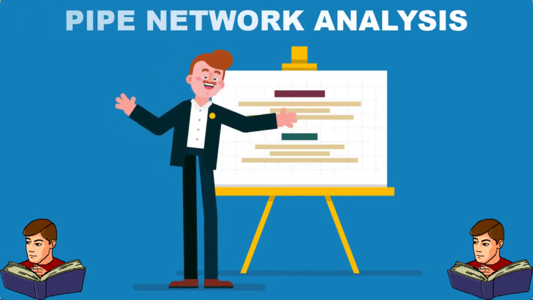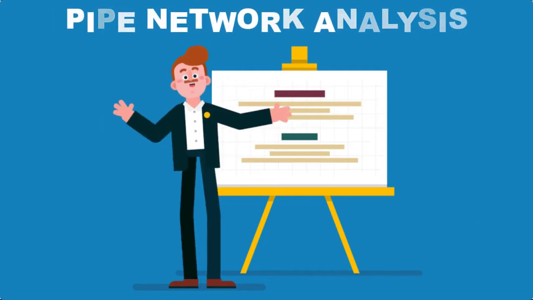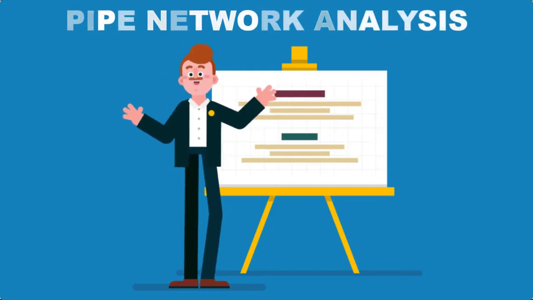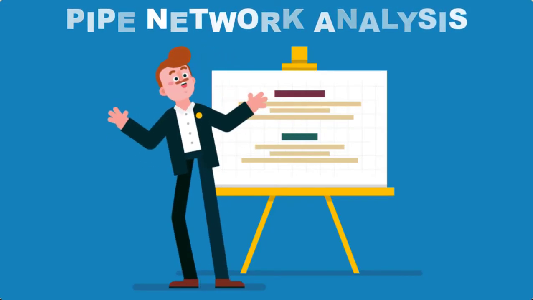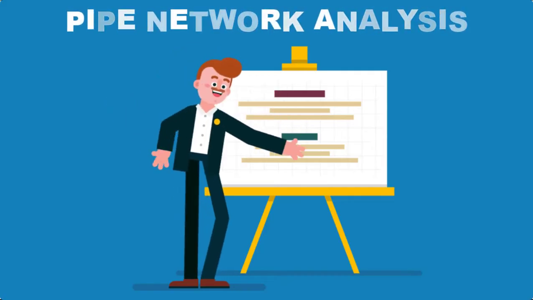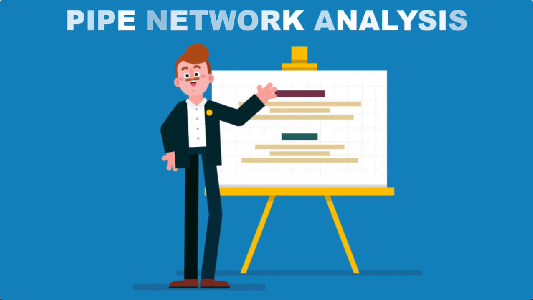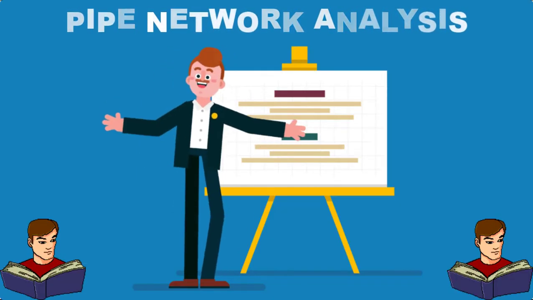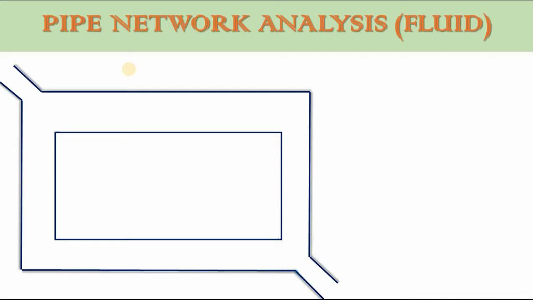Hello viewers, in this tutorial I will perform a pipe network analysis by using Ansys software. So basically, in pipe network analysis we have to calculate the flow rate and the pressure drop in the individual sections. Individual section means individual channels or individual pipes or hydraulic networks. So let's start. Okay, so this is a hydraulic network or pipe network.